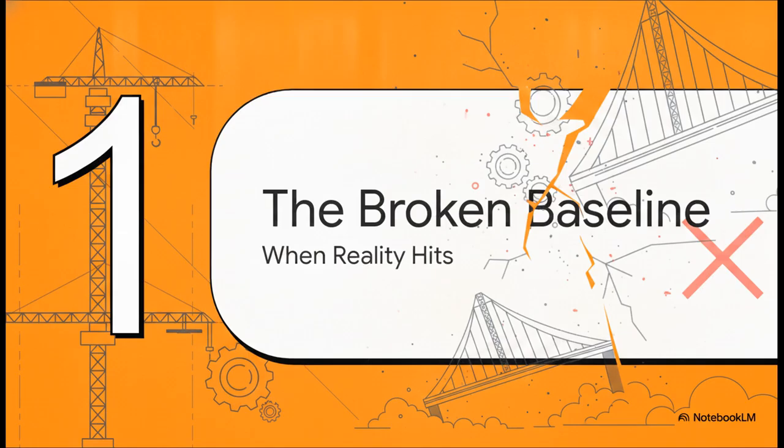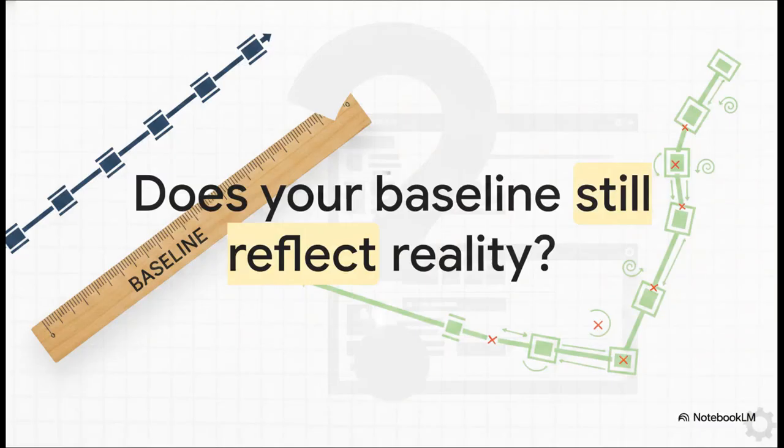What happens when reality actually hits? I want you to take a second and really evaluate your current schedule. Think about the project you're running right now, today. Does your baseline actually still reflect reality? Because at its core, a baseline is essentially a static ruler that we use to measure progress, right? But at a certain point, after months of changes, if you're comparing your current heavily modified progress to an original outdated baseline, is that comparison even useful to you or your stakeholders anymore?